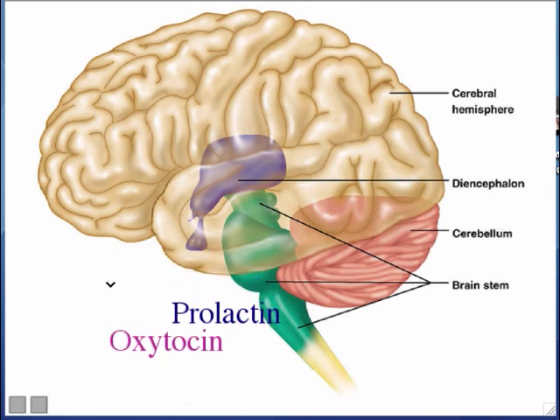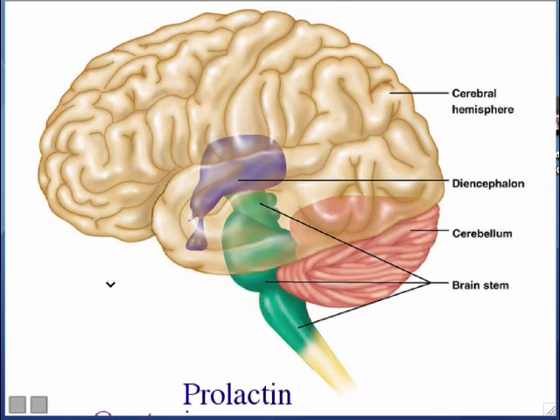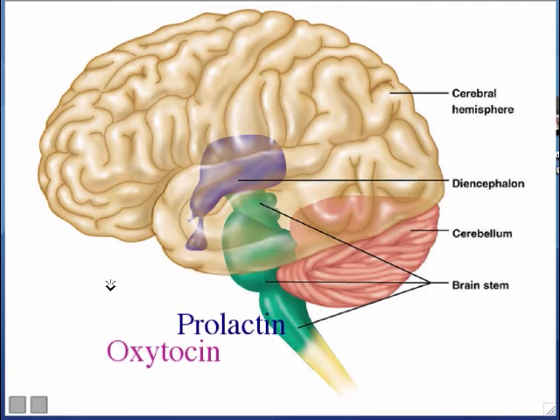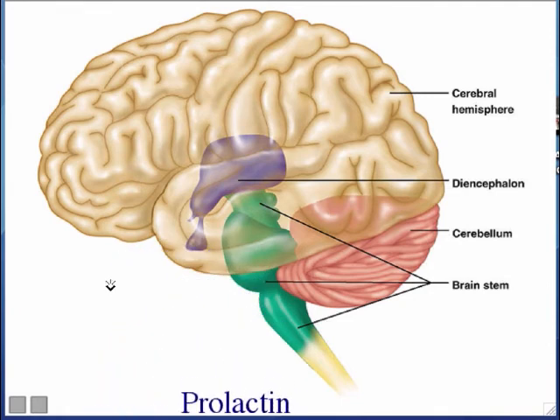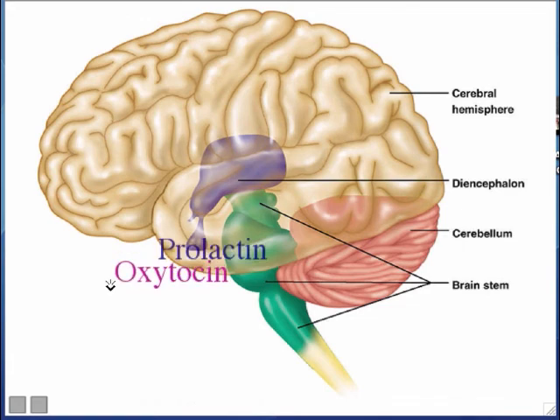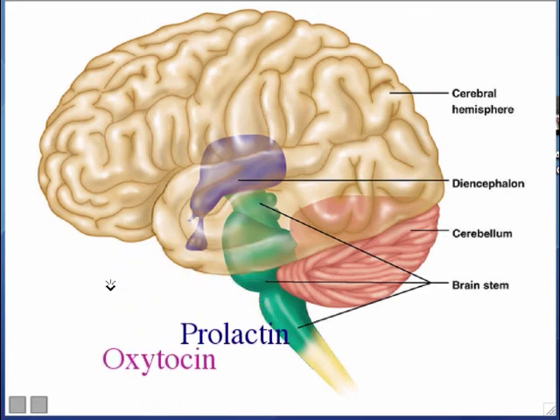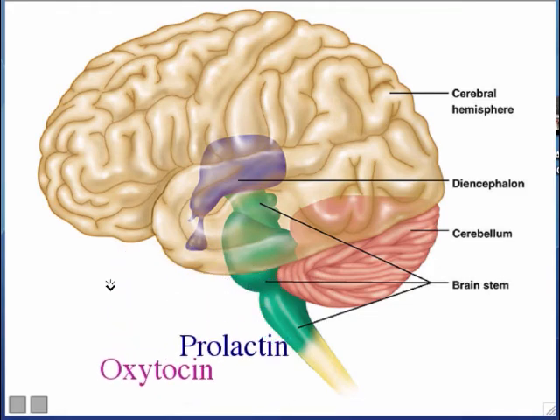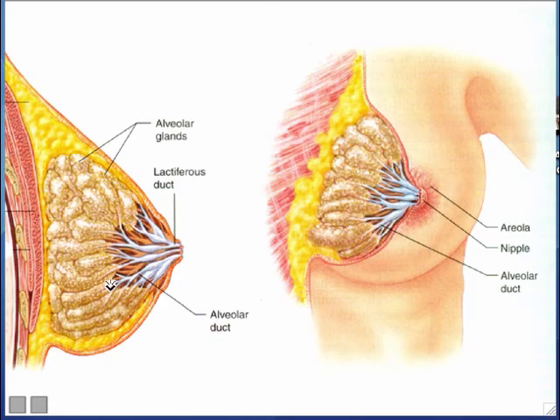Now there are a couple of hormones that are involved in development of the breast and getting the breast to eject the milk, and both of these hormones come out of the pituitary gland. One is called prolactin, and the other is called oxytocin. I'll tell you about what their functions on the breast are in a moment. But first, let me mention some things about the breast.